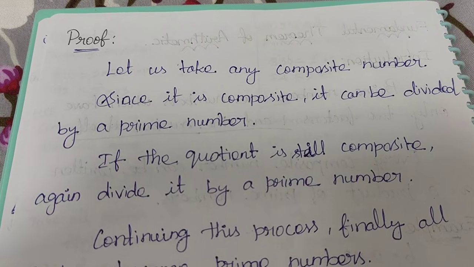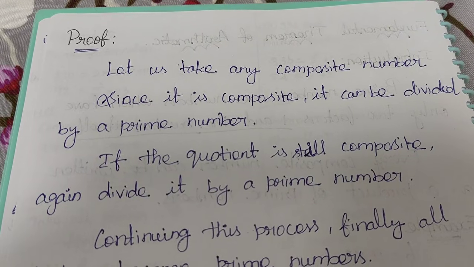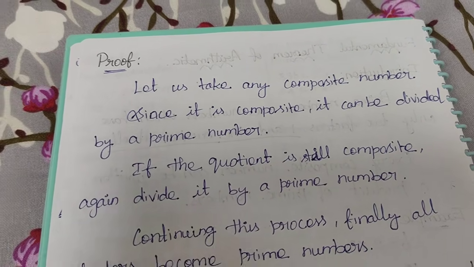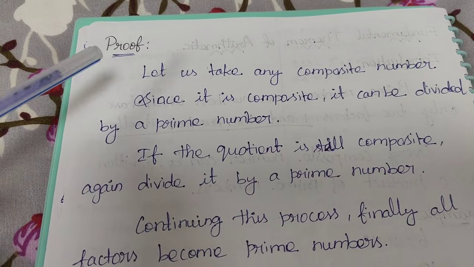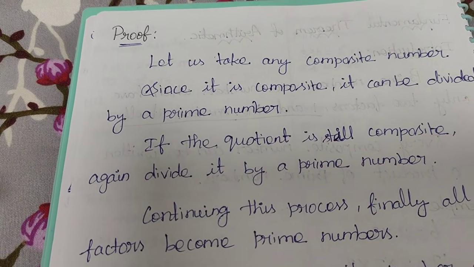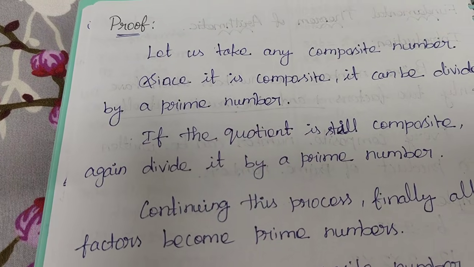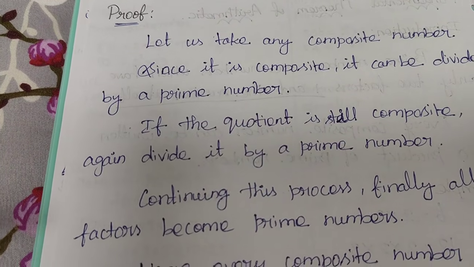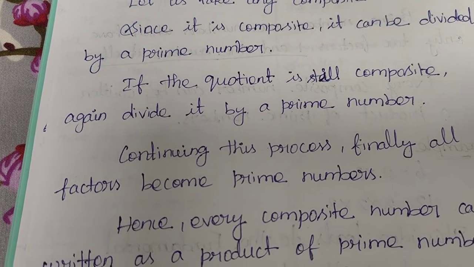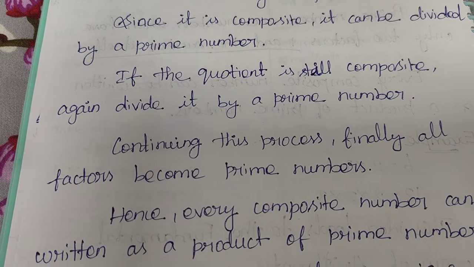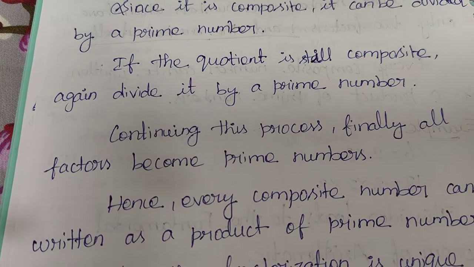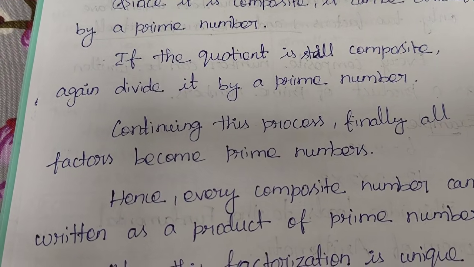Now, let us understand why this is true. Take any composite number. Since it is composite, it can be divided by some prime number. If the result is still composite, we divide again. We continue this process until we cannot divide further.